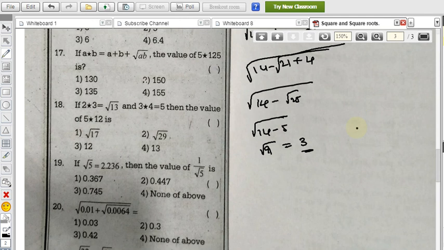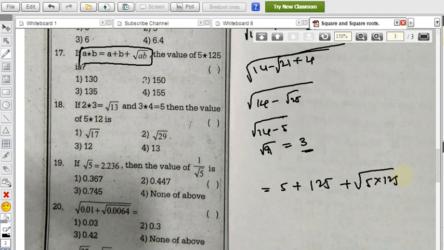Let us see some more questions, the last 4. If a star b is equal to a plus b plus square root of ab, find the value of 5 star 125. Just apply the formula. In the place of a put 5, in the place of b put 125. Applying the formula, 5 star 125 is a plus b plus root of ab. So 5 plus 125 plus root of 5 into 125, which is 625. 125 and 5 is 130. Root 625 is 25, because 25 is the square root of 625. 130 plus 25 is 155.